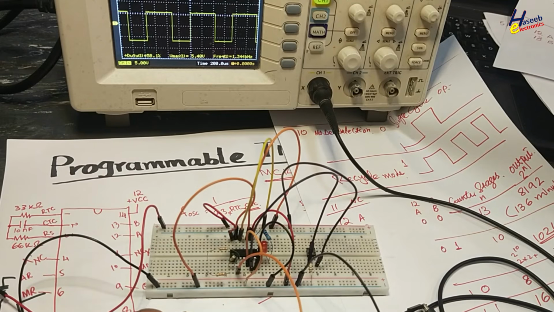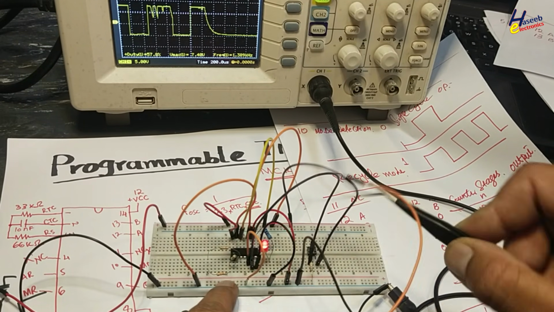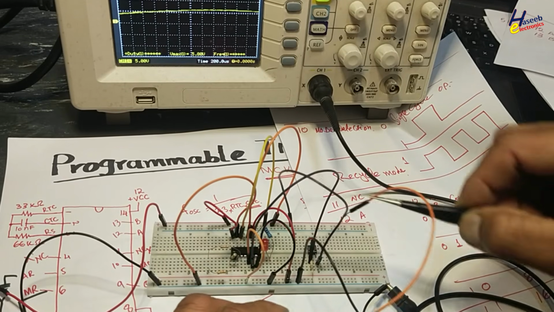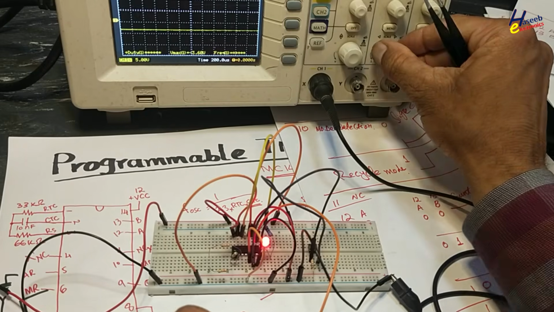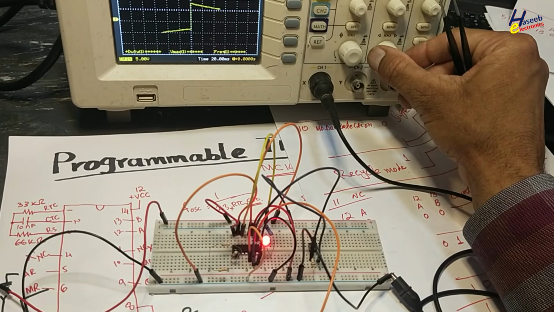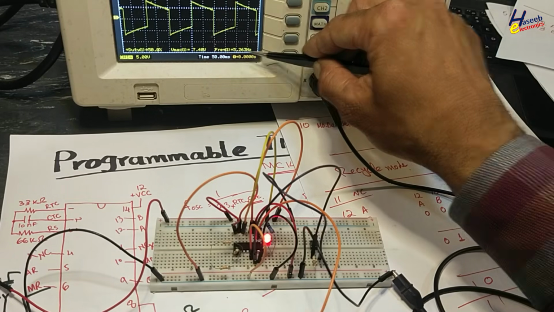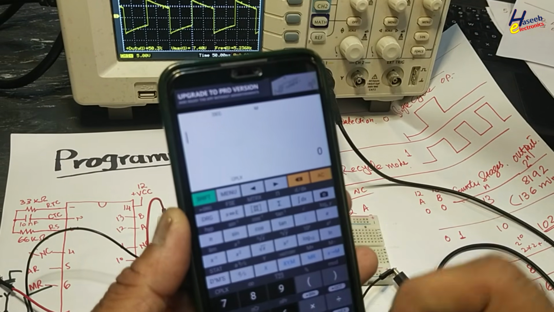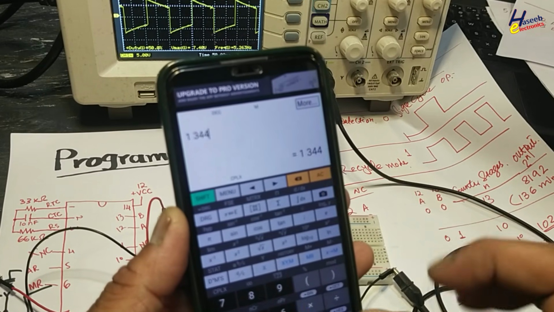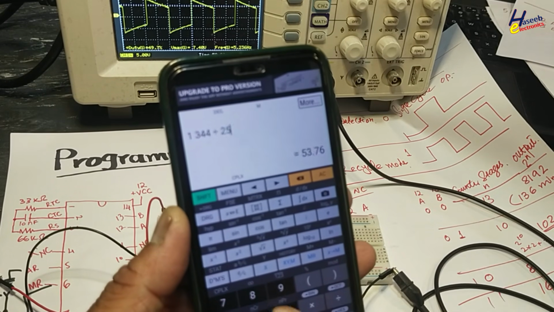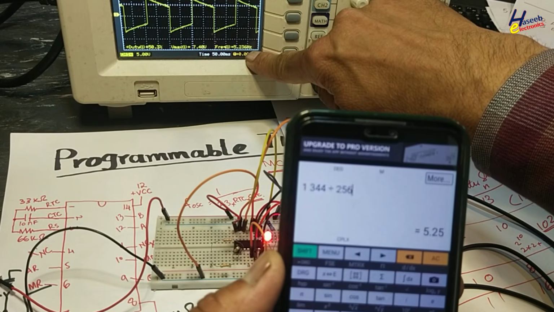And if you will check output, Hz at oscillator, 5.26 Hz. Input frequency 1344 divided with 256, exactly 5.25. That is output frequency.